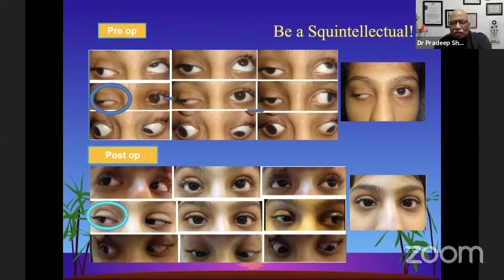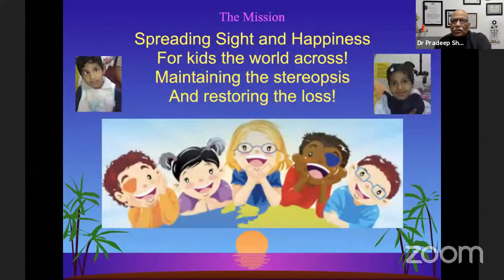so that we can restore the alignment in time so that the binocular vision is not compromised and rather restored, like in this girl. So we need to do this mission altogether of spreading sight and happiness for kids the world across, maintaining the stereopsis and restoring the loss. Thank you for your patient hearing.